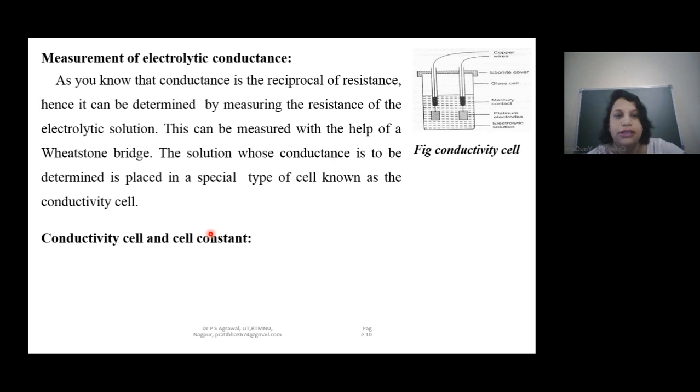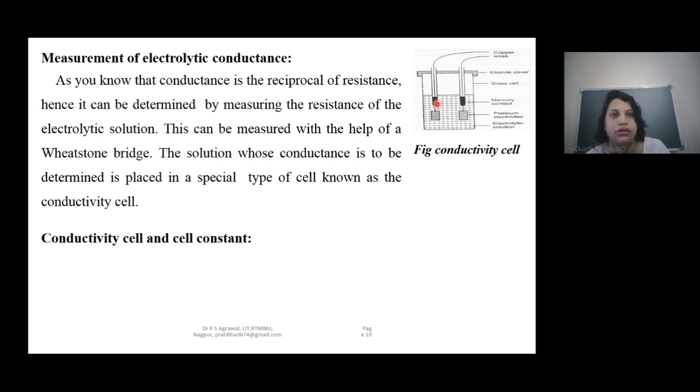Now the next is how to measure the electrolytic conductance. Conductance is the reciprocal of resistance. So if we measure the resistance of the solution, it will be helpful to determine the conductance. And resistance can be successfully measured by Wheatstone bridge. The solution whose conductance is to be measured is kept in the cell which is shown here.